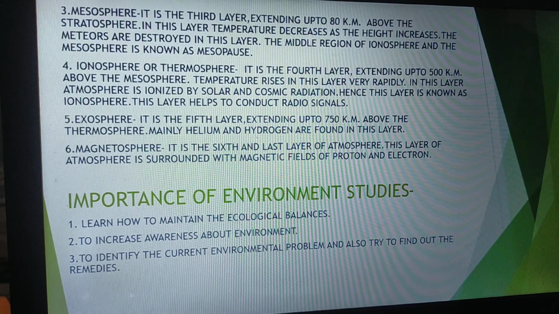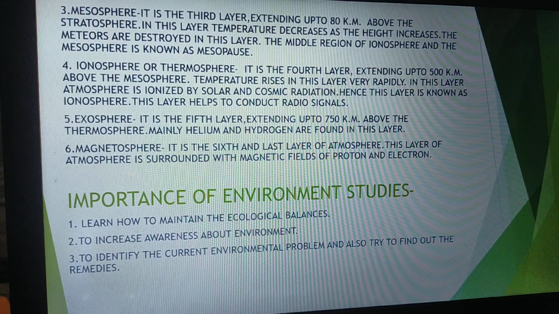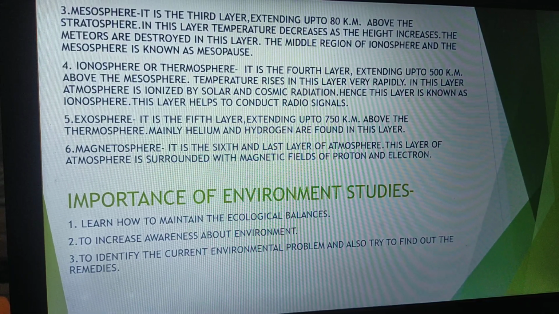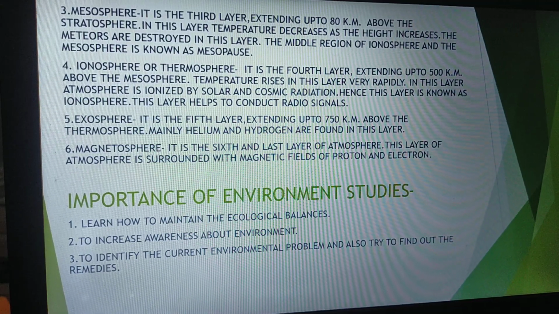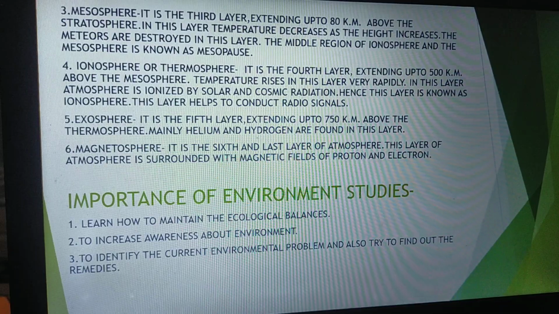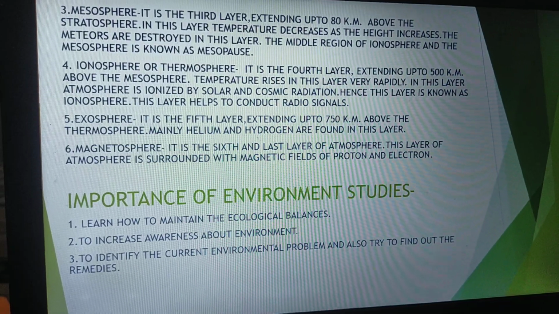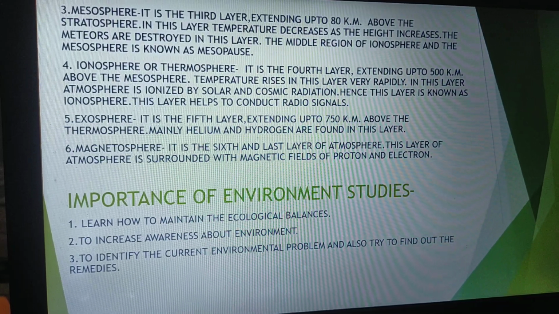So I have explained what is this lithosphere, what is this hydrosphere, and what is this atmosphere. Now we are coming to this portion, that what is the importance of environment studies? Why do we need to learn or study the environment?